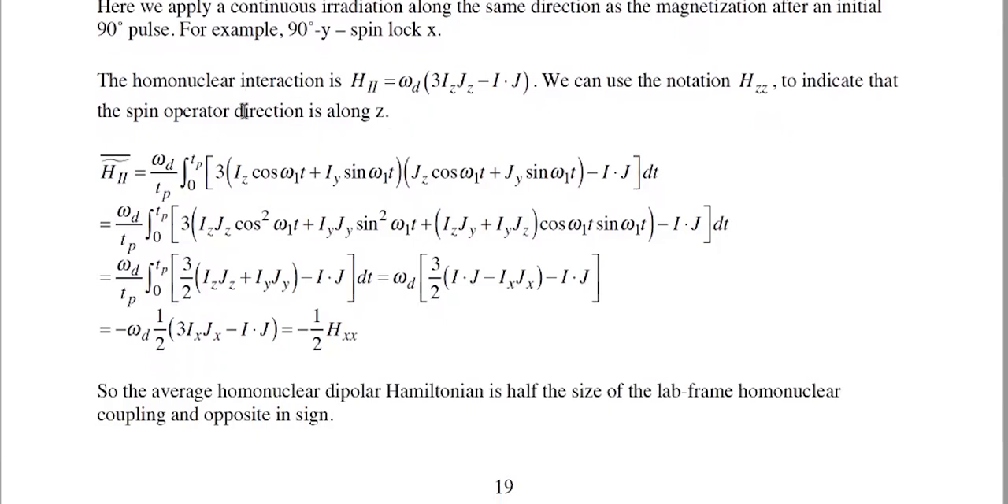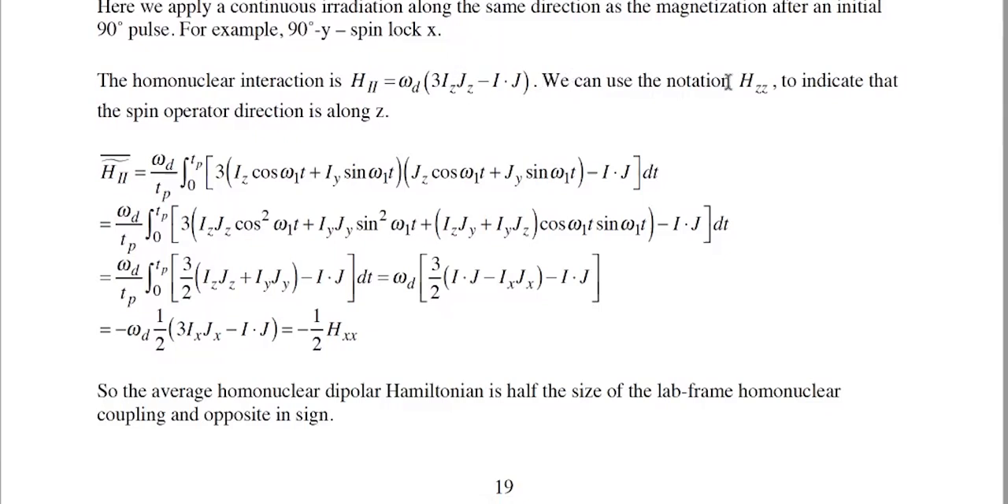So first, let's write down the homonuclear dipolar interaction, H_II. Okay, my notation is not great. We might call it IJ. Let's just say H_IJ equals omega D. Now remember, the Hamiltonian for homonuclear interaction, the truncated form, is 3 IZ JZ minus I dot J. All right, so IJ represent the same spin type but maybe different chemical shift. Anyways, so 3 IZ JZ minus I dot J.